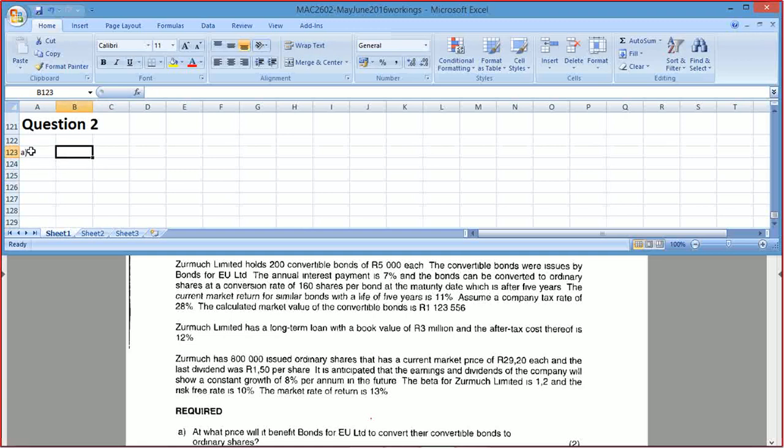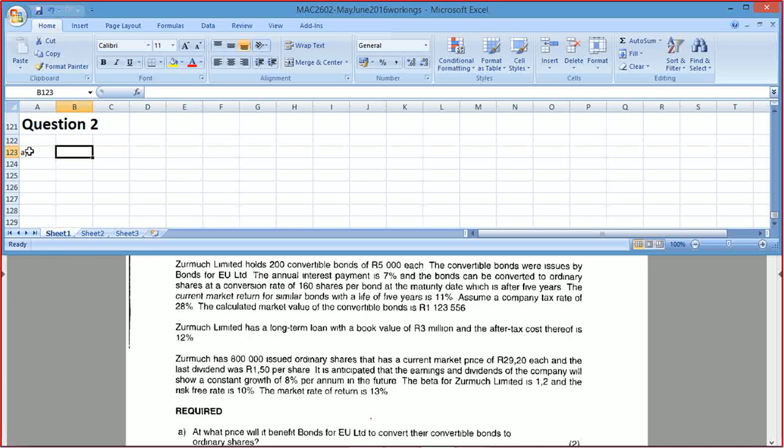A says, at which price will it benefit bonds for EU Limited to convert their convertible bonds to ordinary shares. Okay, so we're converting bonds, we're converting debt to equity. They want to know at what price will it benefit them. Right, so Z Limited holds 200 convertible bonds at 5,000 each. That's the par value. Convertible bonds are issued by bonds for EU. So it's issued by bonds for EU.